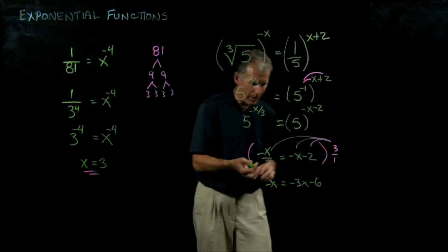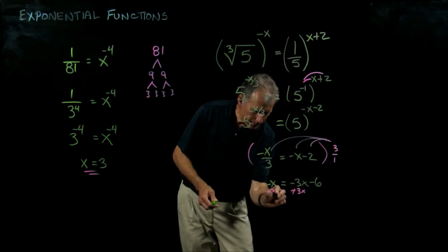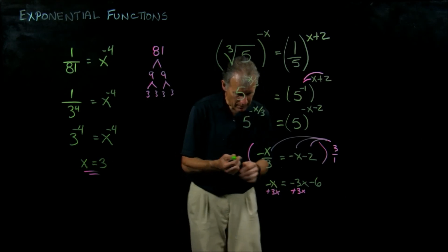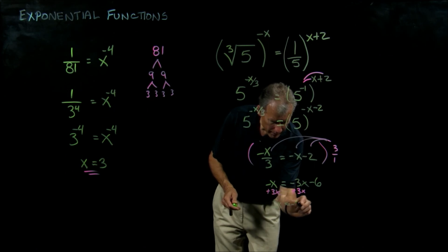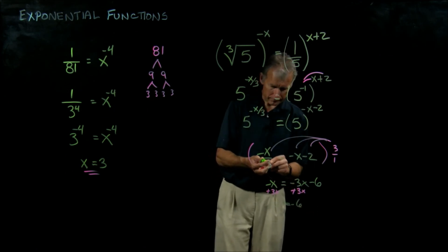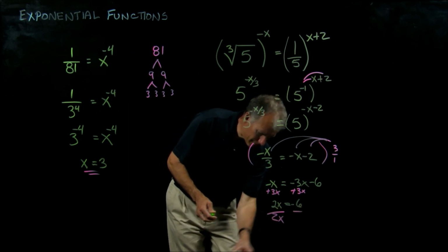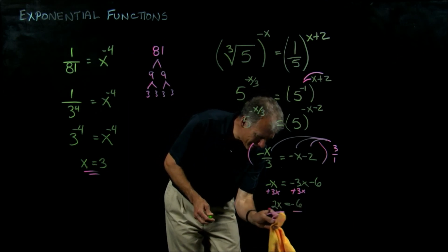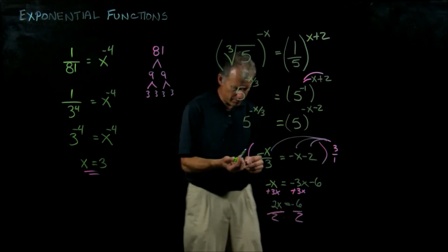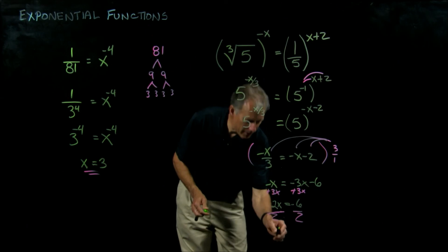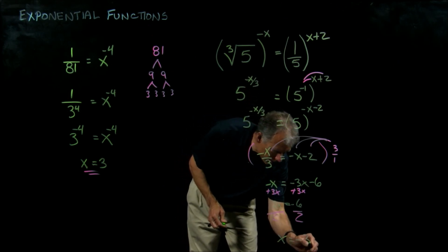So again, combining like terms, I'm going to add the 3x to both sides. And I end up with 2x equal to negative 6. And now let's divide by the 2, and divide by the 2, and our final answer down here ends up being x is equal to negative 3.